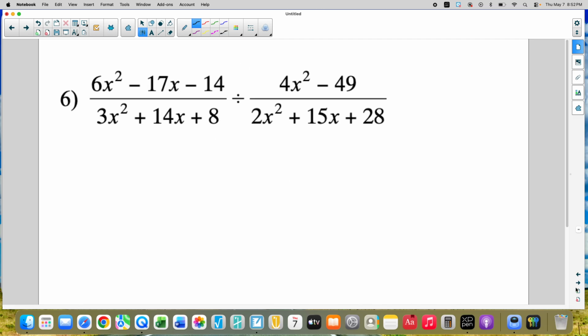Okay. Same thing here. I would factor first. I know we have to notice that we're doing division, but I would factor each one of those. So these are a little bit more tricky. You got 6 times 14, which is going to give you 84, negative 84. So you got factors of negative 84, 1 and negative 84, 2 and negative 42. So we end up with 4 and negative 21, which equals negative 17.